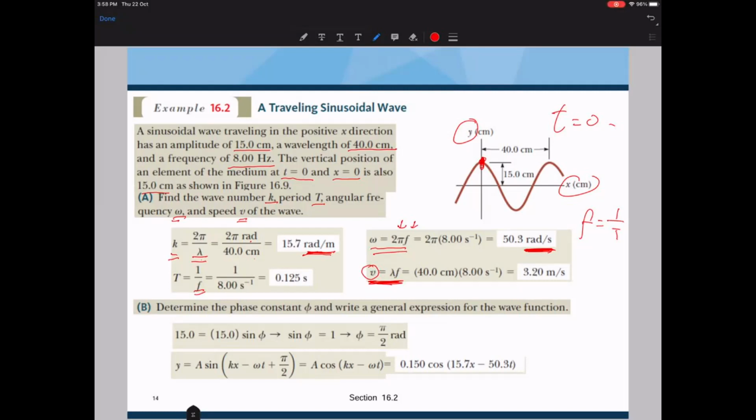And in part B, you're asked to determine the phase constant, phi, and then write down the general wave function. The equation of the wave function is generally written like that: y equals A sine of kx minus omega t plus phi.